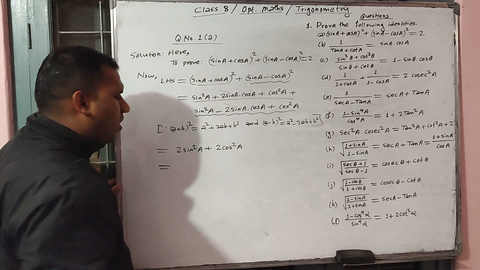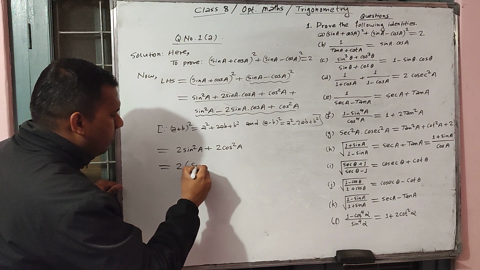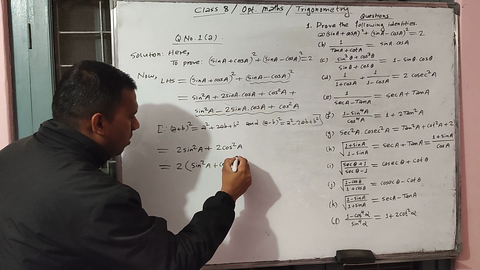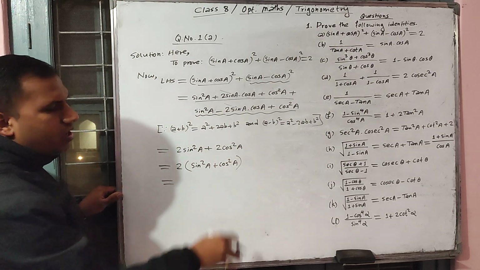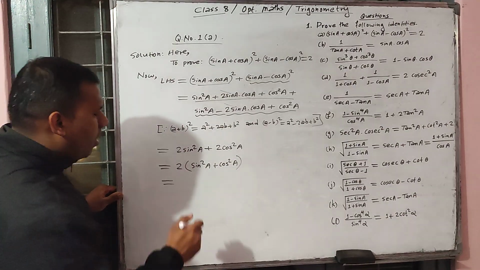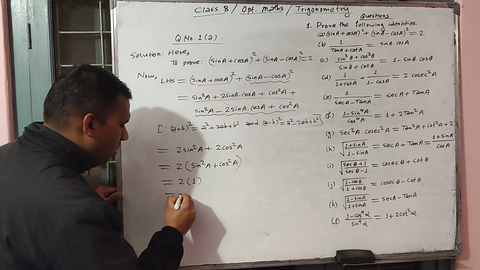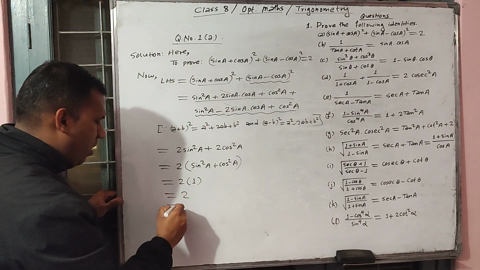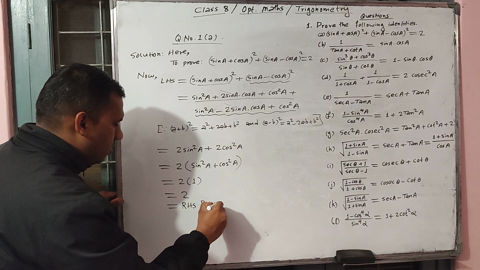Over here, we can take 2 common. So, after taking 2 common, sin square A plus cos square A. Then, we know that sin square A plus cos square A is equal to 1. So, 2 times 1. So, 2 ones are 2. That is our RHS. So, we can write this equal to RHS. So, proved.